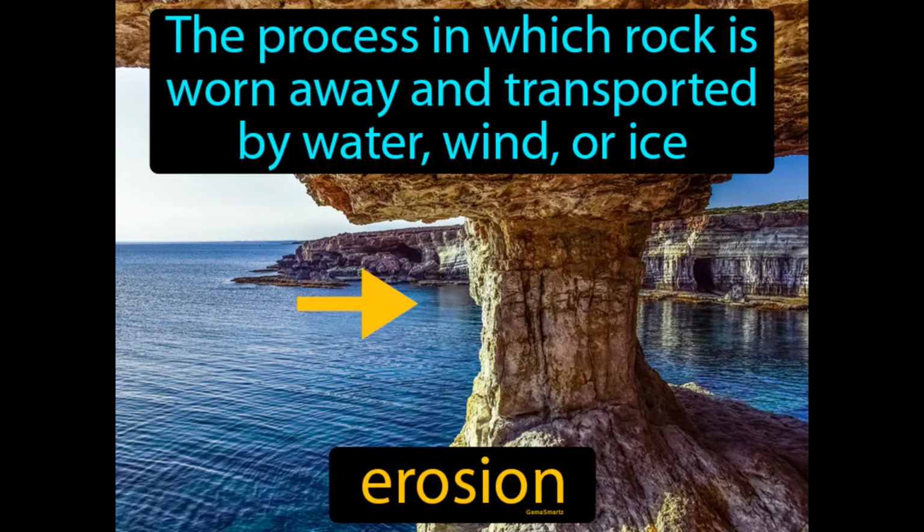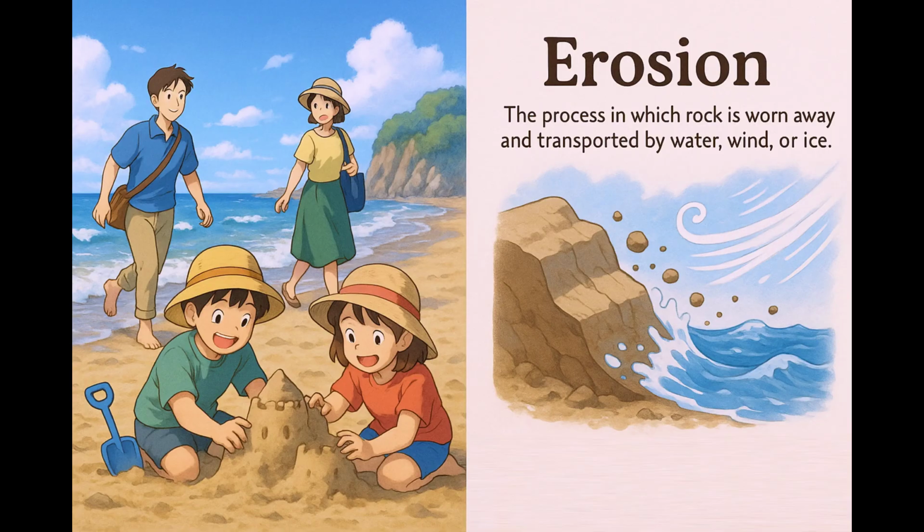The process in which rock is worn away and transported by water, wind, or ice is erosion. Erosion is when natural forces move bits of rock or soil from one place to another. Imagine trying to keep a sandcastle intact on a busy beach as waves continuously wash over it and other beachgoers walk by. Just as the relentless movement of water and footsteps gradually dismantles and disperses the sand, erosion involves the gradual wearing away and transportation of rock by natural forces like water, wind, or ice.